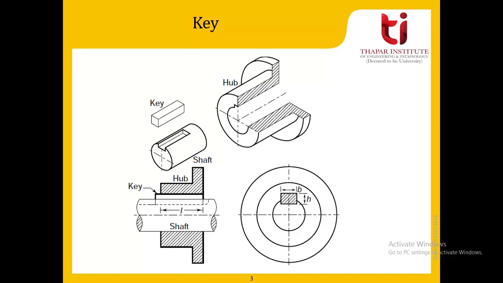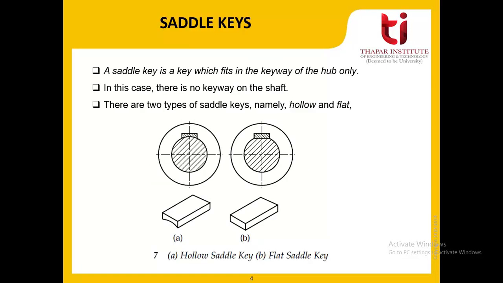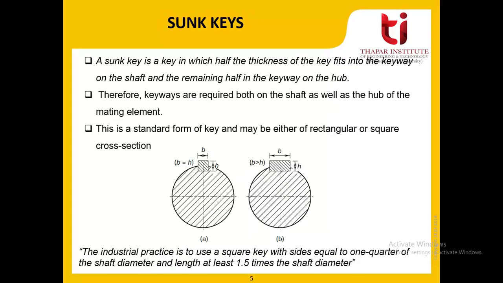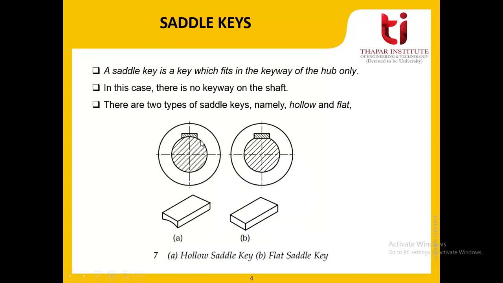So as far as classification of keys is concerned, one is saddle keys. Saddle keys are those which have the keyway only on the hub. There is no keyway present on the shaft. So you can see here the keyway which is represented here. This is only present in the hub. There is no keyway in the shaft. So this is called saddle key, and saddle key can be of hollow type or a flat type, right?